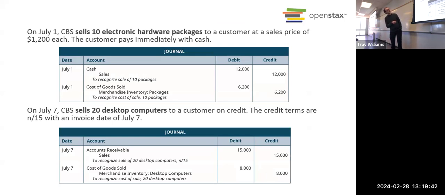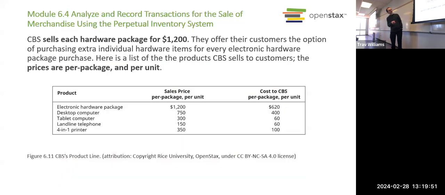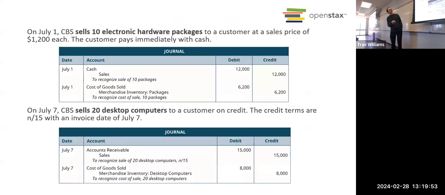Okay, so we're still using perpetual. Here the company sells 10 packages. So remember the price was $1,200, the cost was $620, right? So 10 times 1,200 is $12,000 of sales. We got paid cash. And then 10 times 620 means their cost of goods sold is $6,200. Merchandise inventory goes down by $6,200. Okay, that's the journal entry for their sale. They sell some computers. You notice this journal entry looks pretty much the same in terms of the account names.